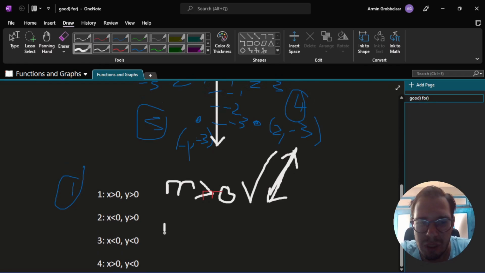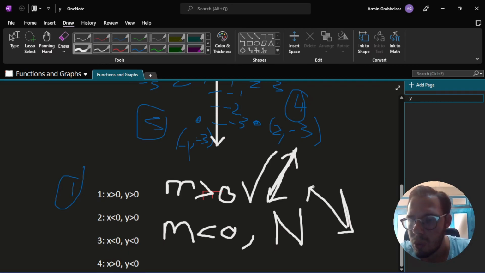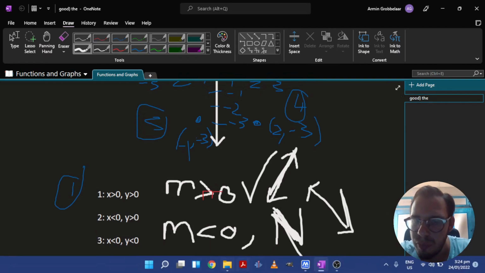But if m is less than 0, then it will have a negative gradient. So how I think about it is the n for negative, it will have a negative gradient. It will go from the upper left corner to the bottom right. So I just think about this part here of the m. So it will have a negative gradient.